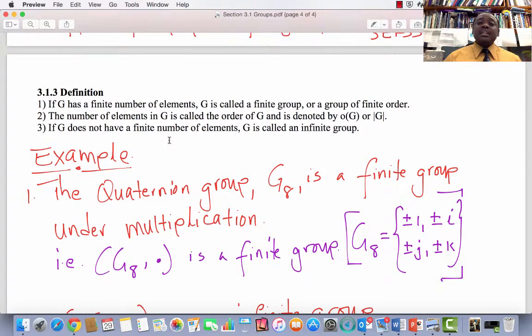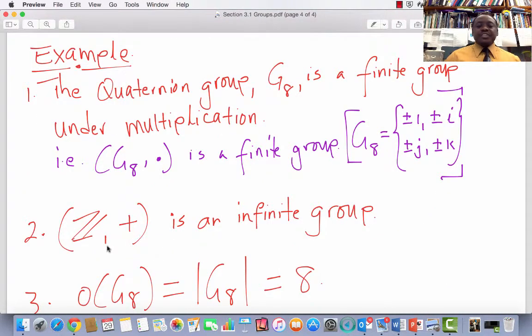For example, the Quaternion group, which I introduced before, G8, has 8 elements. G8 is a group under the operation multiplication. And I want you to verify that. We will do it again in class, but you take some time and verify that indeed G8 as defined above is a group, but not an abelian group, and it is a finite group with 8 elements.